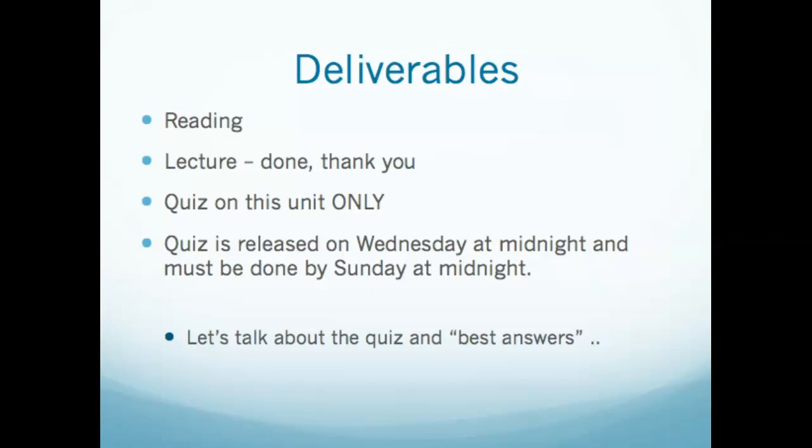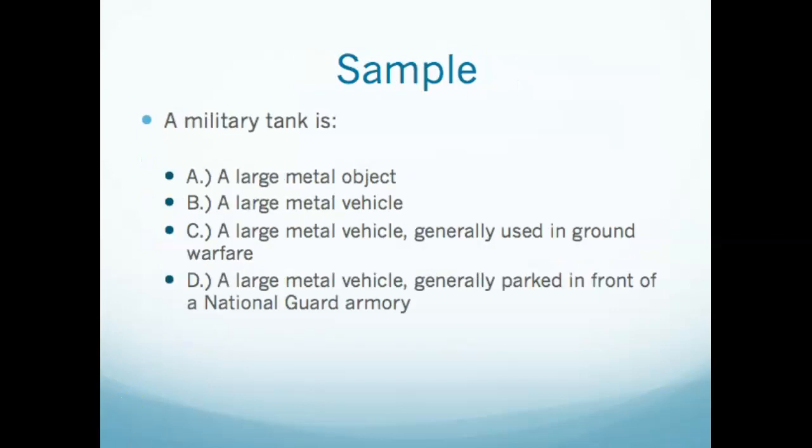I do want to talk really quick, just a minute or two, about the quiz and quizzes in general and the whole term of best answer. So here's a sample question. A military tank is A, a large metal object, B, a large metal vehicle, C, a large metal vehicle generally used in ground warfare, or D, a large metal vehicle generally parked in front of a National Guard armory. Now, if you look at those, you could say that all of those are true, and that's a confusing question, but not if you look at it in terms of how you select a best answer.